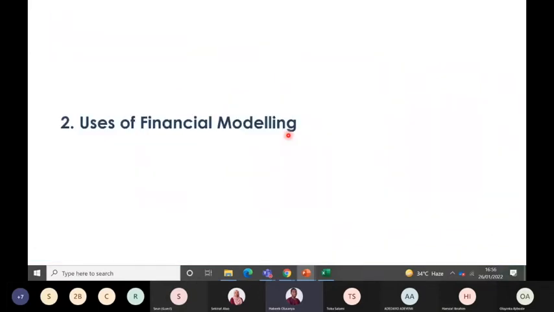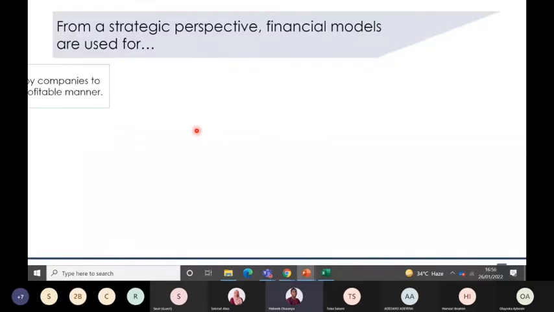So moving on to uses of financial modeling. We've talked about this indirectly, right? But just to re-emphasize and then talk about the uses of financial modeling in more detail, we'll jump into this quickly.